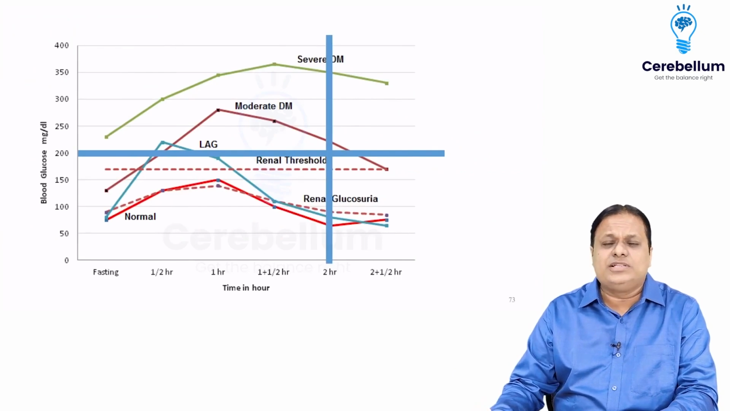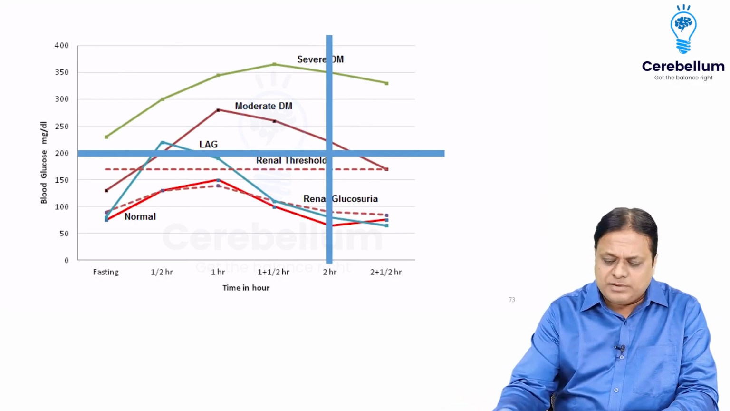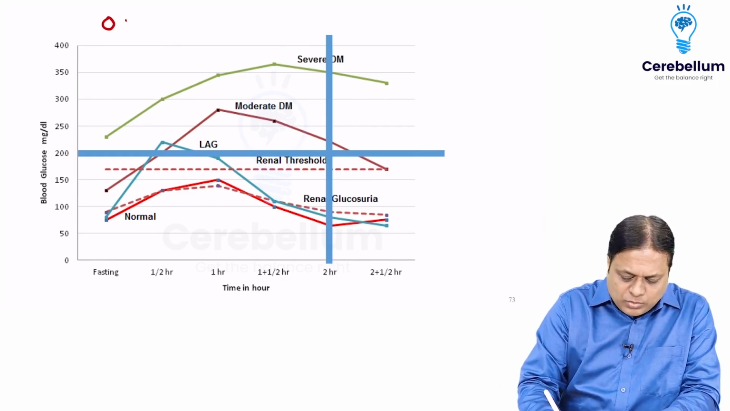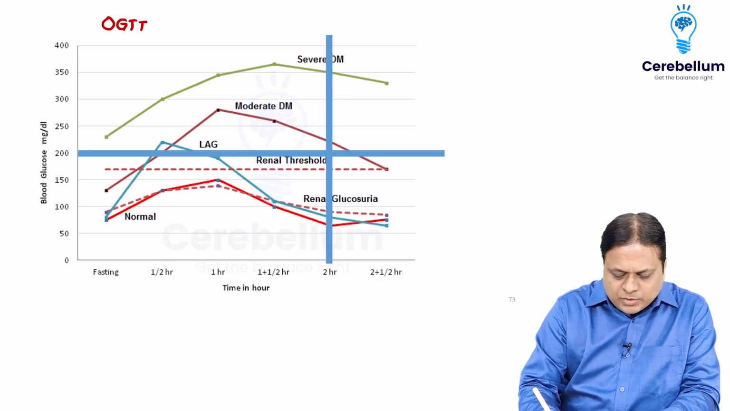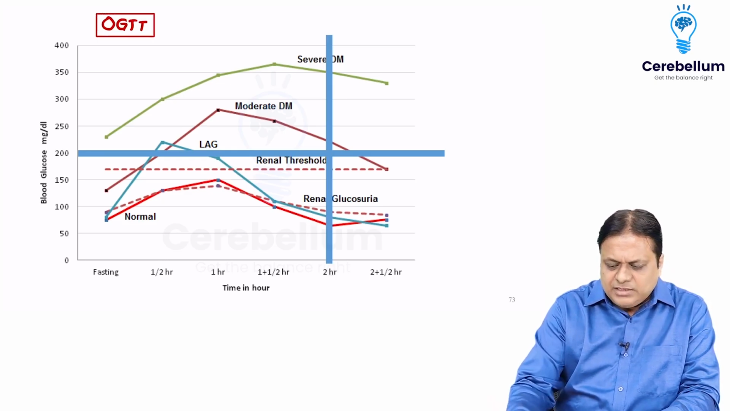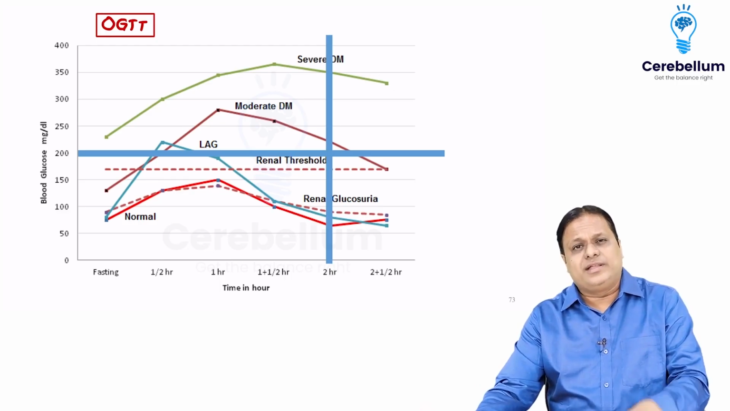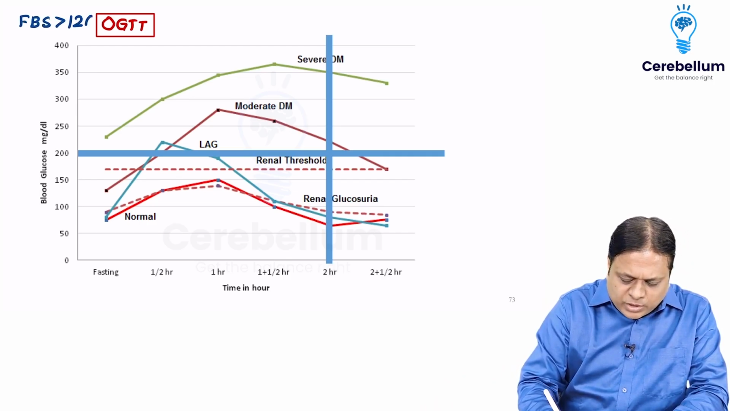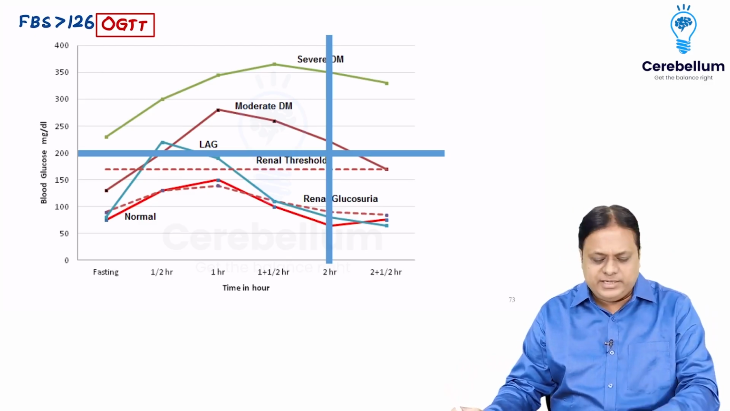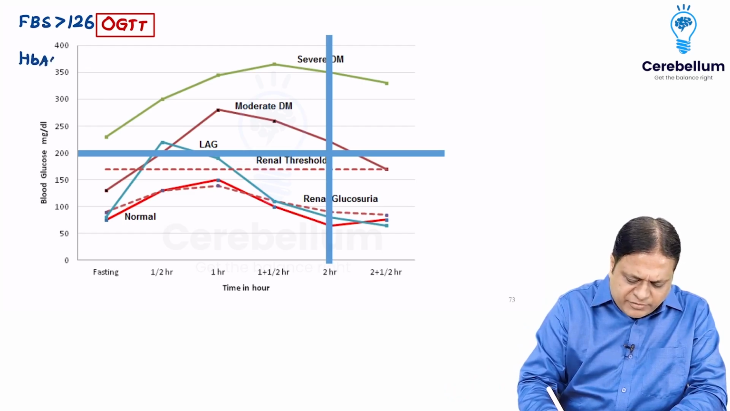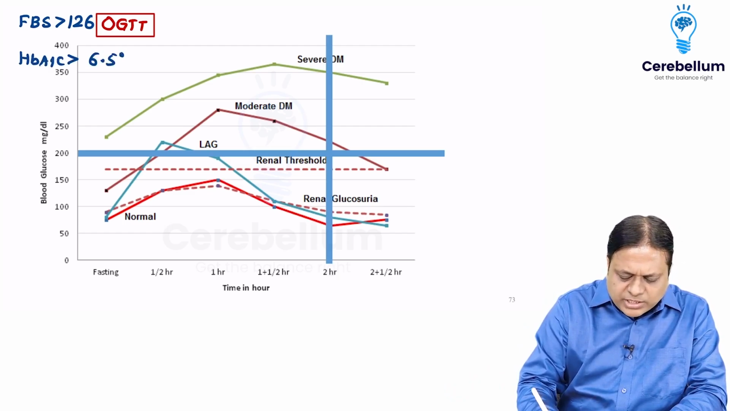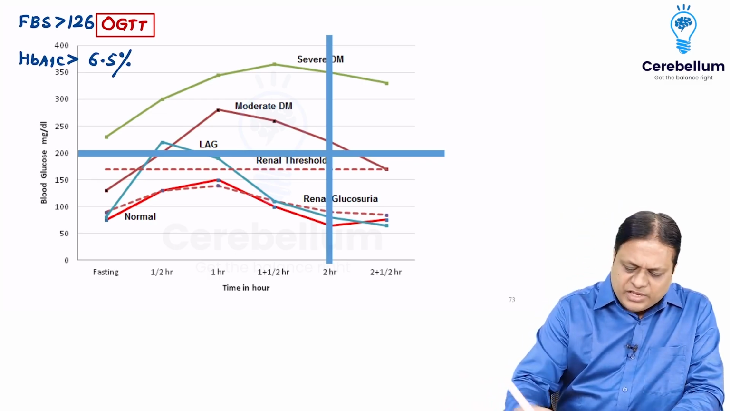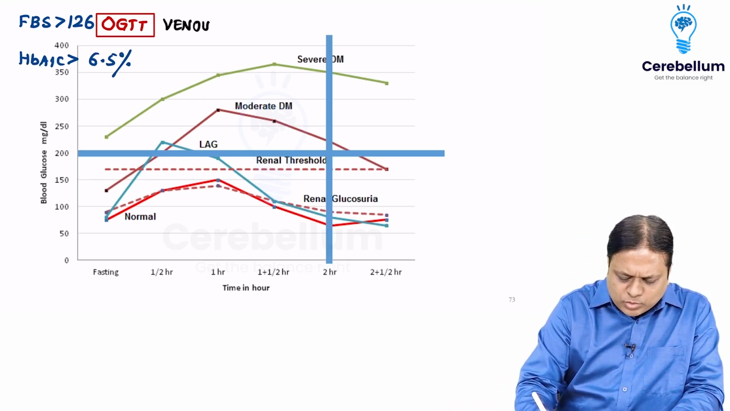Read carefully the slide, which test is shown in this particular image, that is the diagnostic test for diabetes mellitus, oral glucose tolerance test. Now friends, please remember, there are 3 tests for diagnosis of diabetes in our country. First is, if fasting blood sugar is more than 126 milligram per deciliter. Second is, HbA1c glycosylated hemoglobin level is more than 6.5%. And third diagnostic test is oral glucose tolerance test, where we measure venous plasma glucose level.